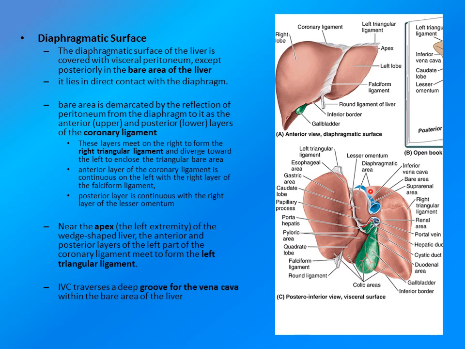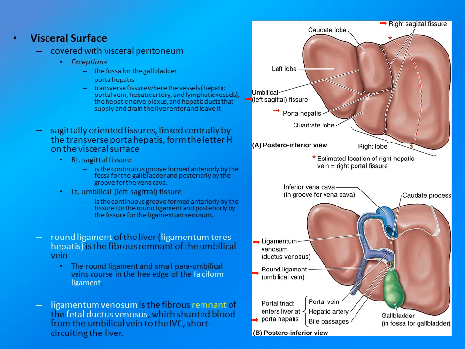The inferior vena cava traverses a deep groove within the bare area of the liver. Its visceral surface is covered with visceral peritoneum except for the fossa of the gallbladder, the porta hepatis, and the transverse fissure where the vessels, the hepatic vein, artery, and bile duct pass, as well as the nerve plexus. Sagittally, there's a right fissure and a left fissure. Here's the right fissure and the left fissure. And they're connected on the visceral surface in a shape like the letter H.